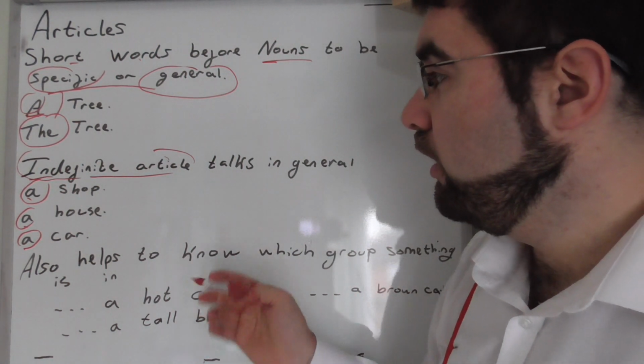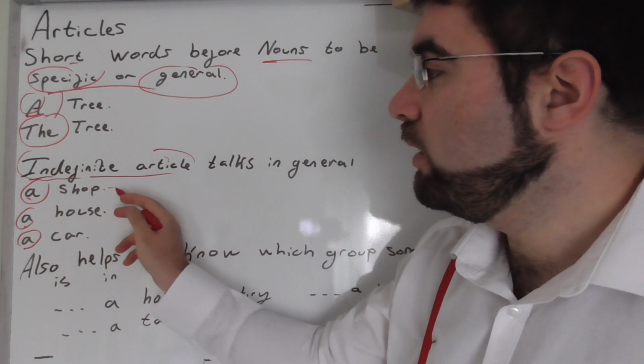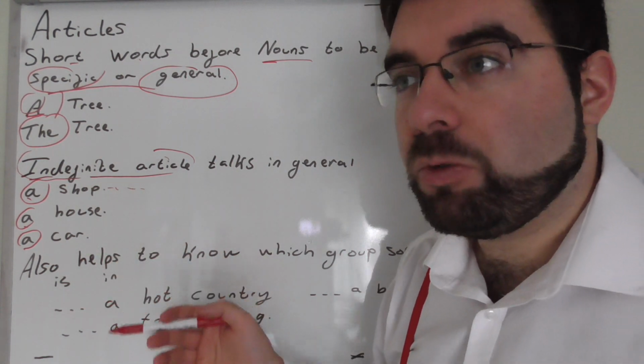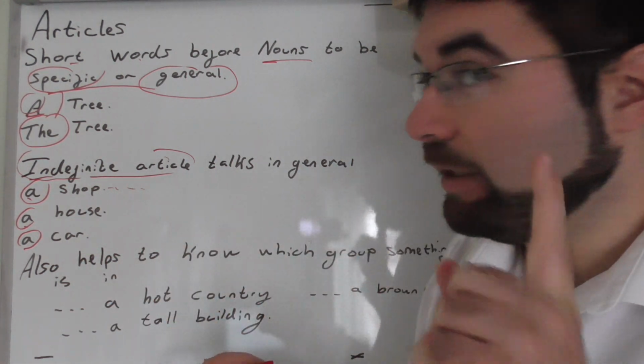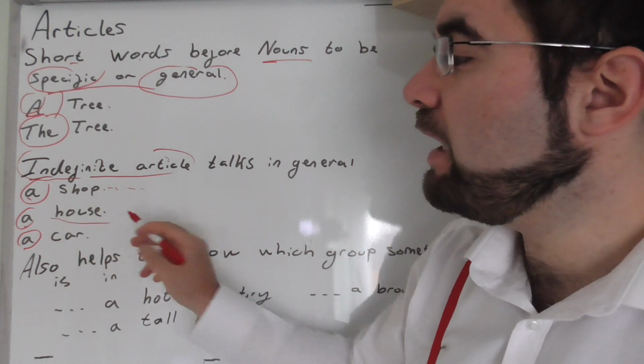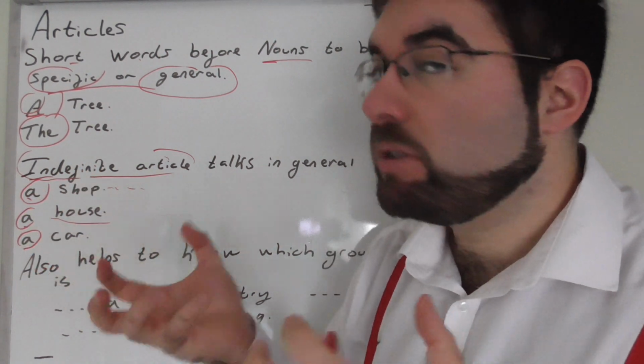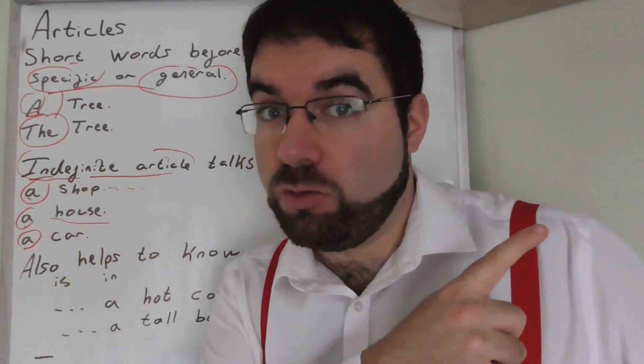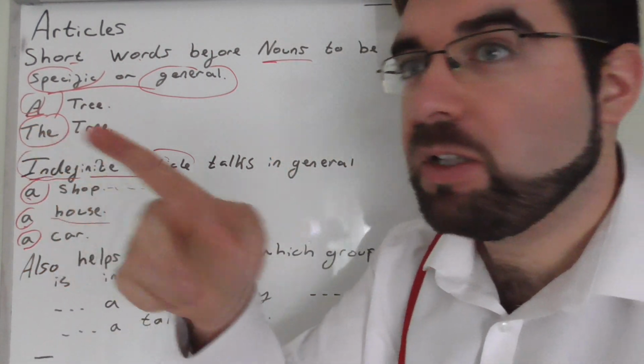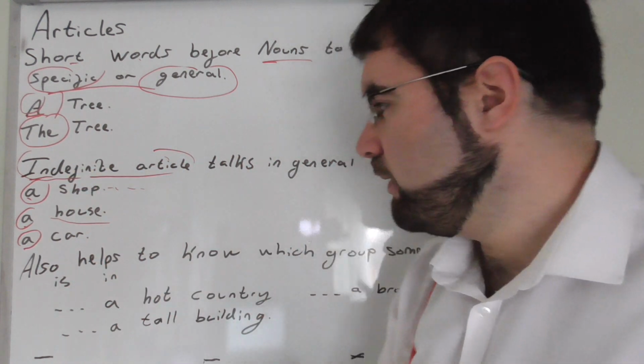So it talks in general, a shop. I'm going to a shop. Which one? I'm going to the shop. I need a house. The house, I need to buy a house. The house over there looked good. The house over there was cheap. The house over there was not good.